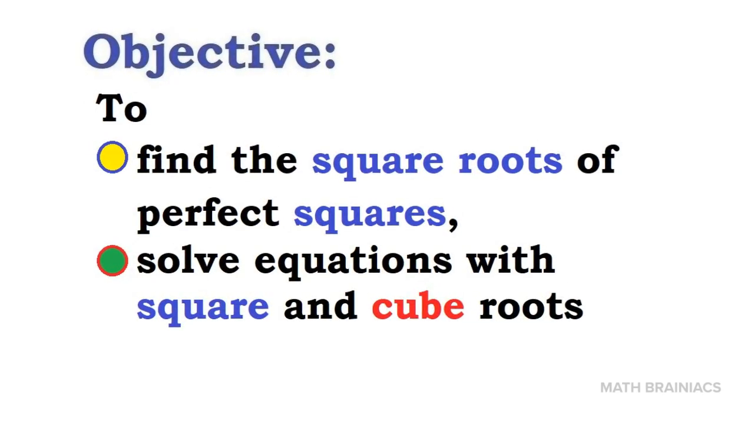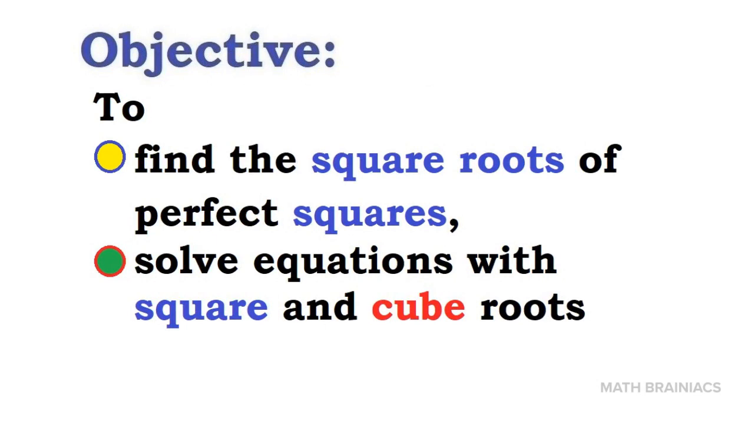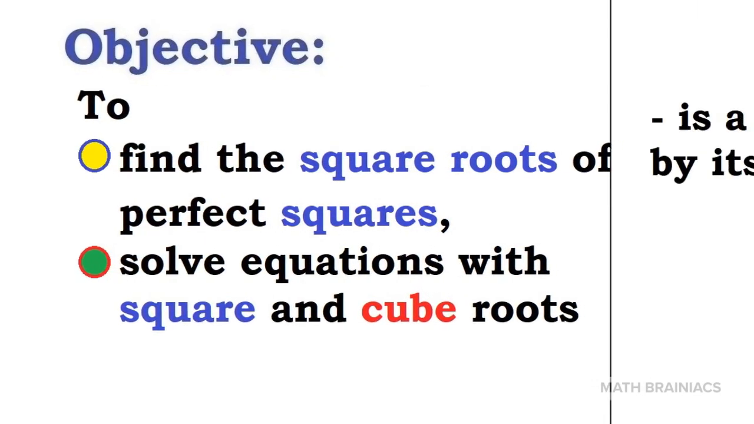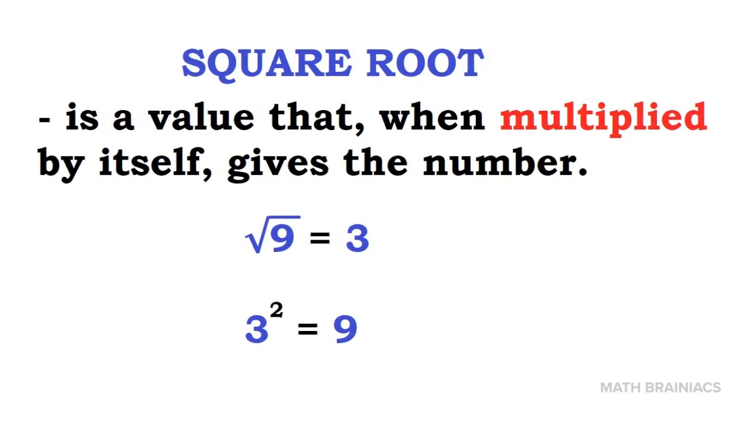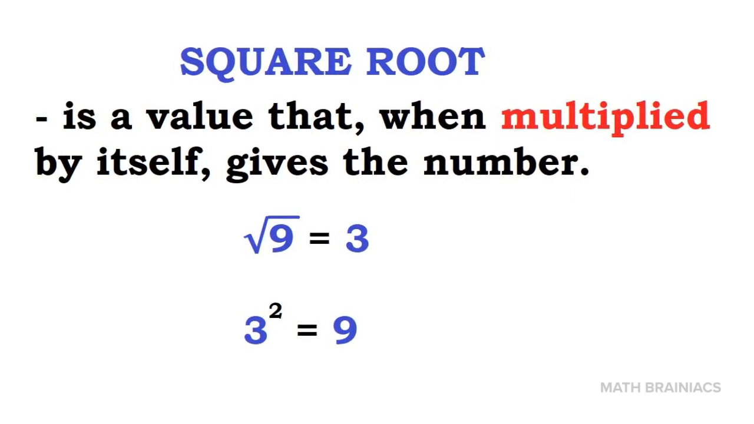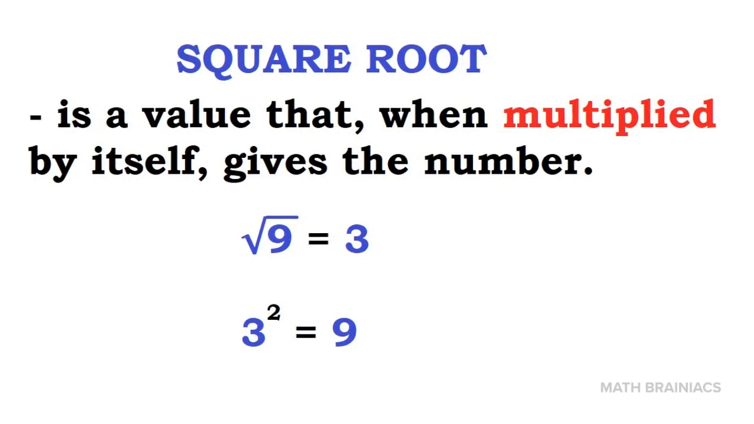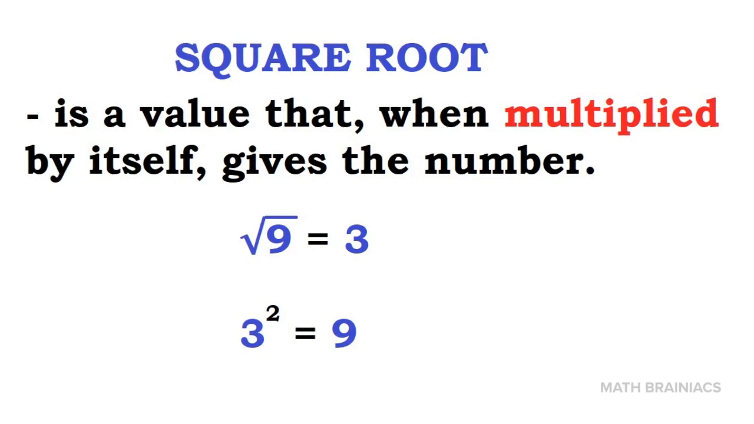We are going to learn today how to find the square roots of perfect squares and solve equations with square and cube roots. I want you to take note of this, guys. Square root is a value that when multiplied by itself gives the number. For example, square root of 9, which will give us 3. 3 squared is 9. 3 times 3 is 9. Okay?